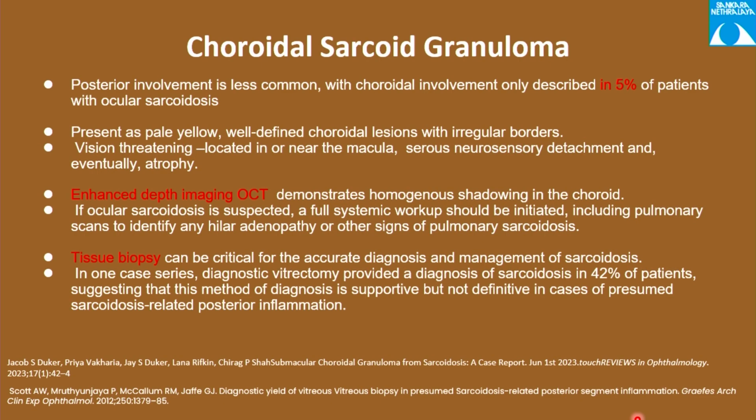If at all you suspect an ocular sarcoid, always go for a systemic workup. Mostly the HRCT of the chest should be done. Tissue biopsy is, however, confirmatory, and sometimes diagnostic vitrectomy has provided a diagnosis of sarcoid in around 42% of the patients, but it is only just supportive. It is not definitive in cases of presumed ocular sarcoid.